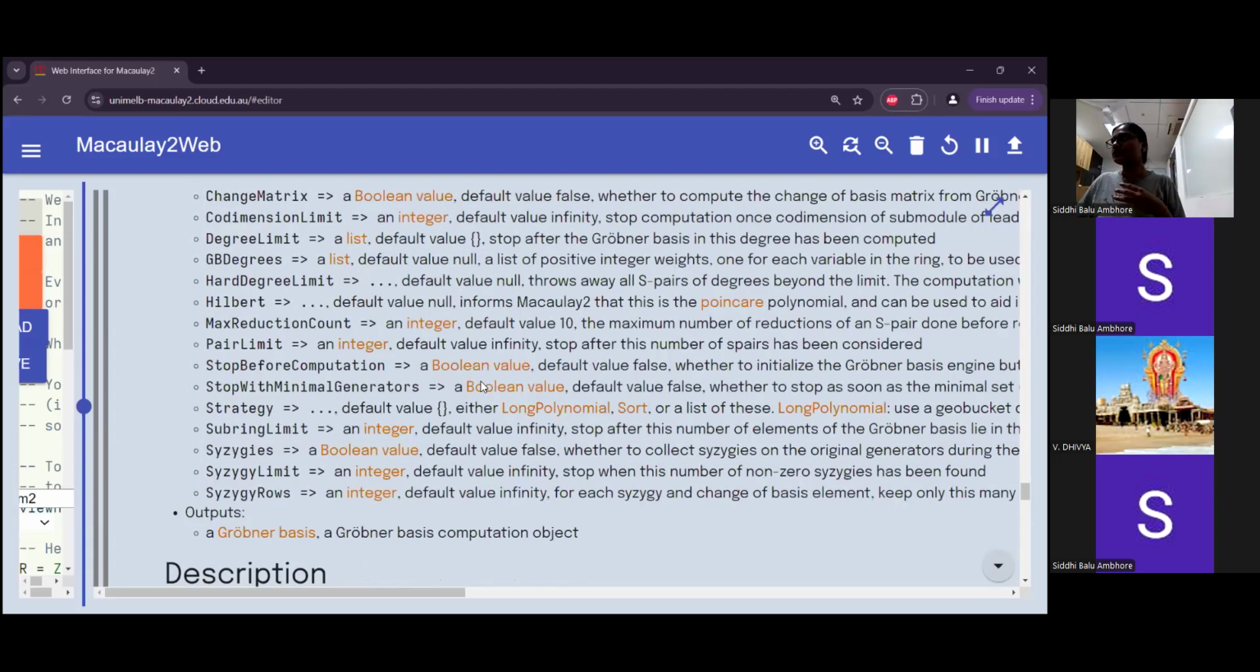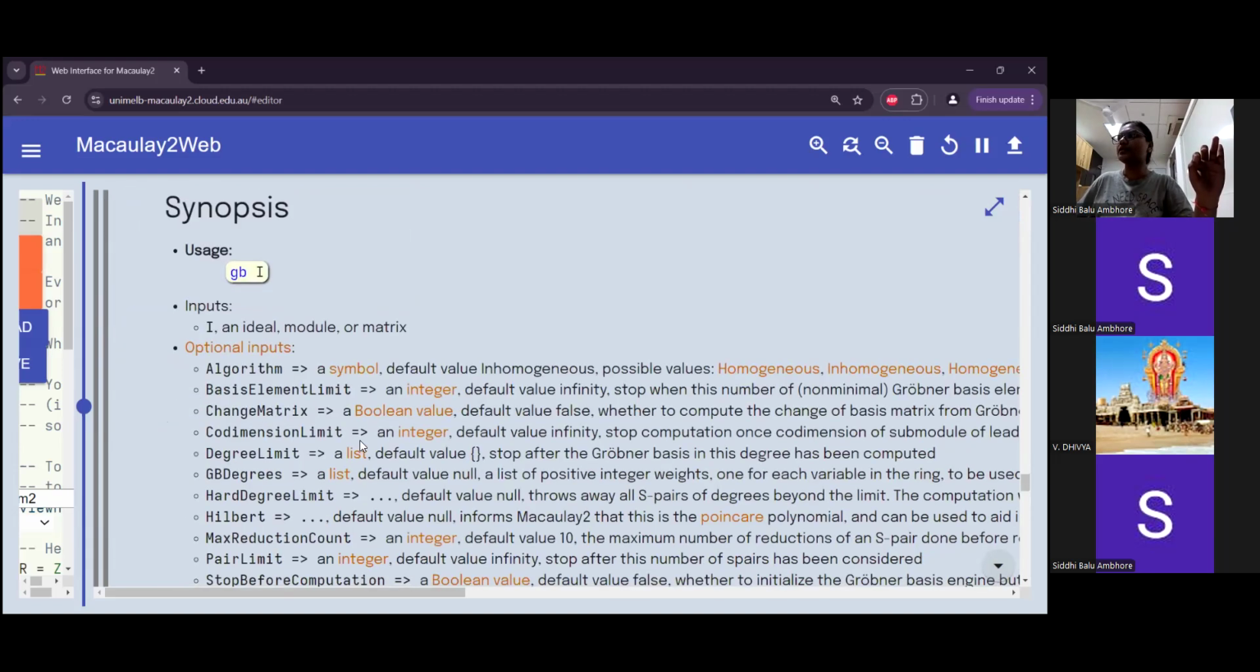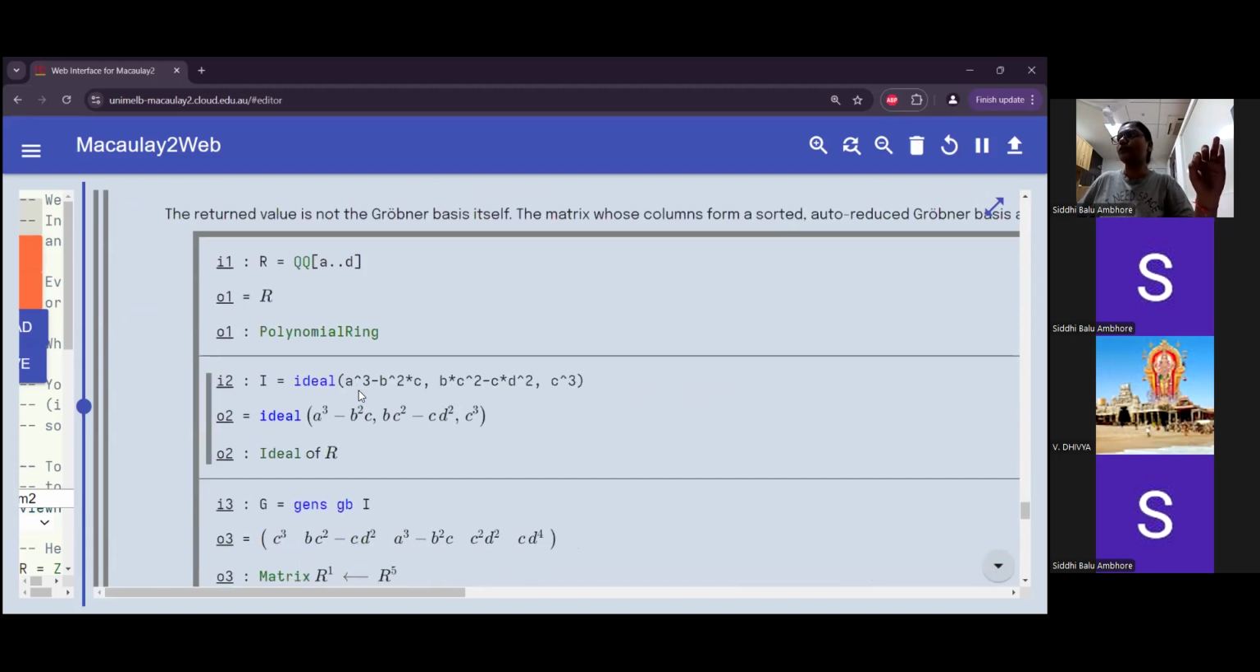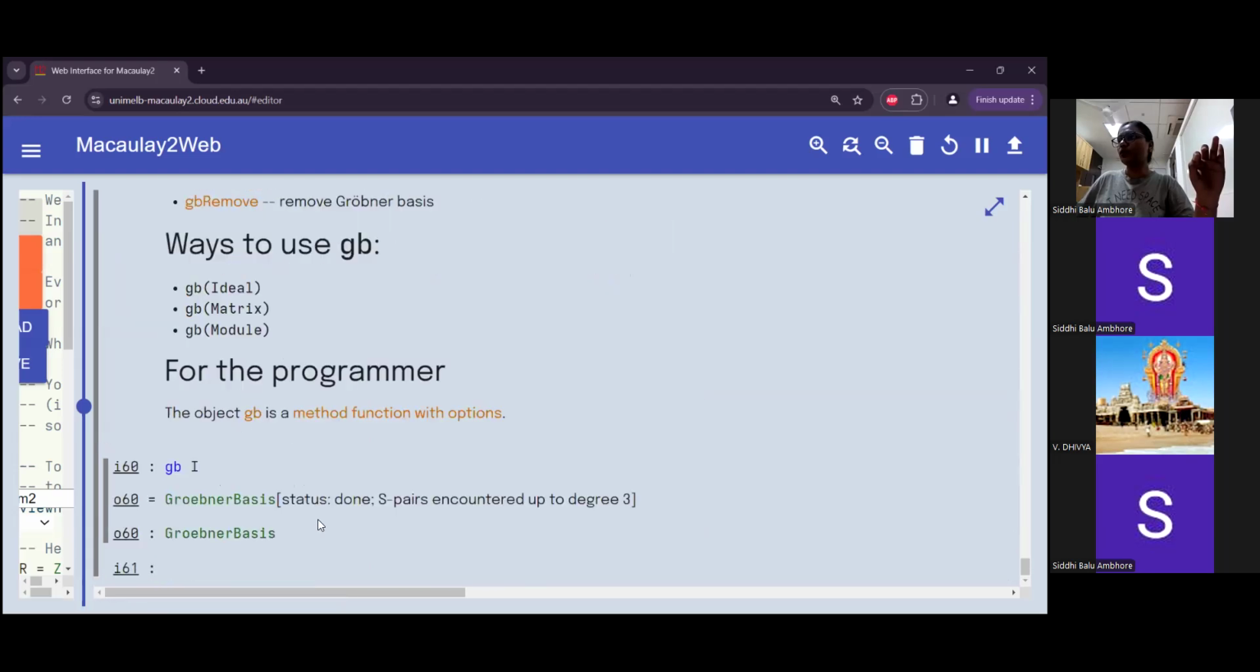Any doubts? So you can always use this help term and put the name of the code which you want to check and see what Macaulay 2 gives. It gives the entire information. GB computes Grosvenor basis, what kind of algorithm it does, what it uses, how it is used, and so on.